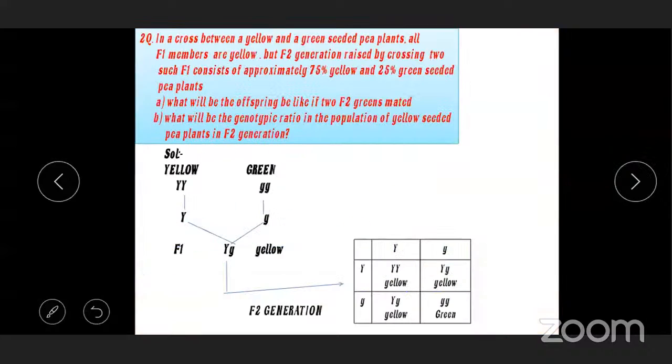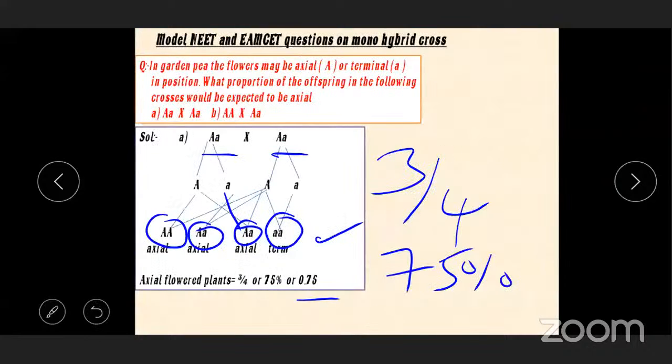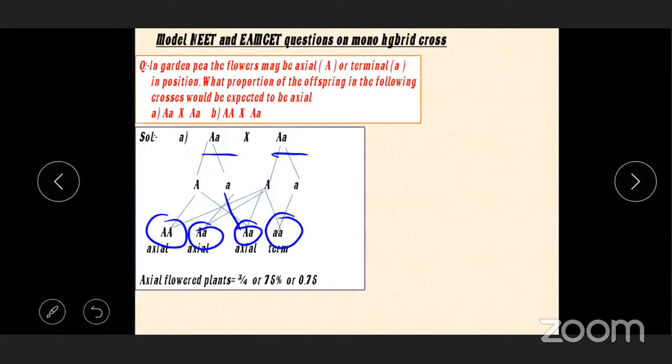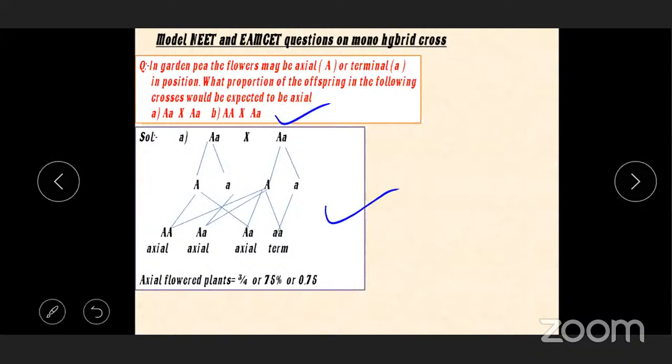Okay students, take this screenshot and do the second question at home. This is your homework. You have to find out the axial proportion in the second question. Using this first question solution, you have to find out the second question answer. In the second question, what is the axial percentage? You have to find out at home. This is your homework.